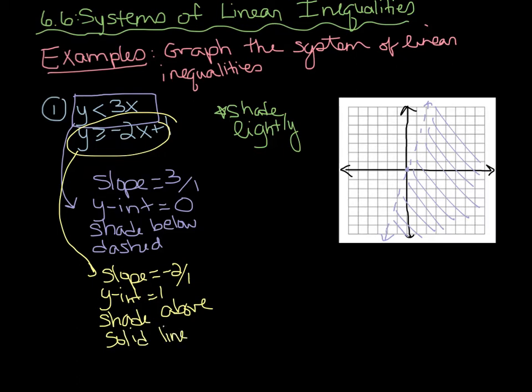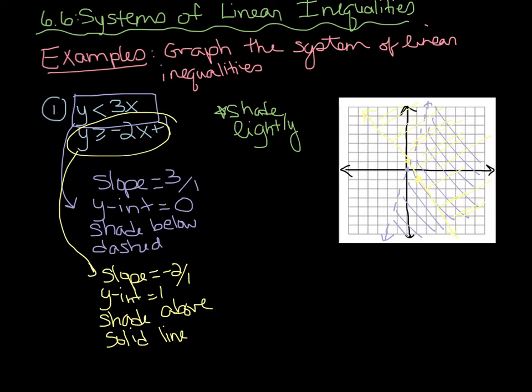So that one, we're going to start with our intercept at 1. We go down 2, right 1. And we are going to now draw our line through there. So once again, I recommend that you shade lightly, or if you want to use a highlighter, you can. And so now I'm going to shade it above the line.